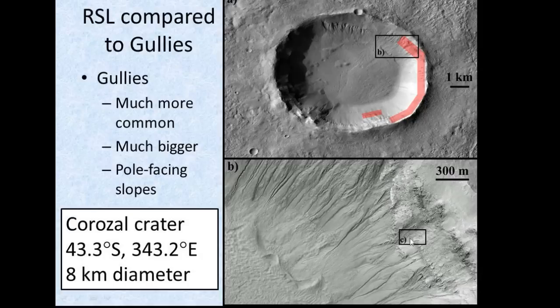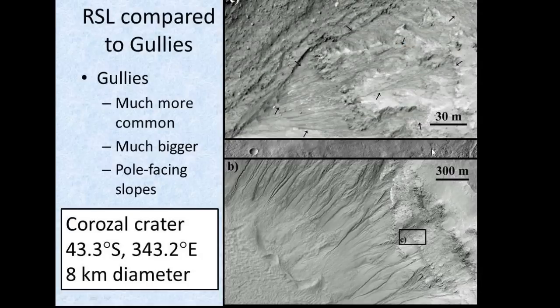We're going to zoom in here where we actually have some RSL. So these are the RSL. You can see these little tributaries coming down, forming bigger flows, and then flowing all the way down here. So this is in the alcove of a gully. So, is it coincidence that we're seeing this? Probably.